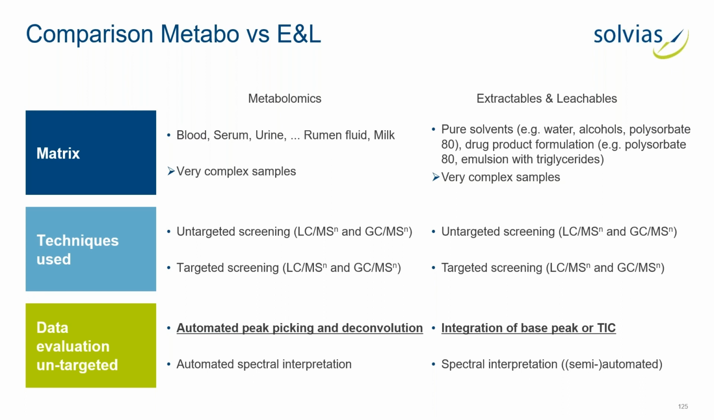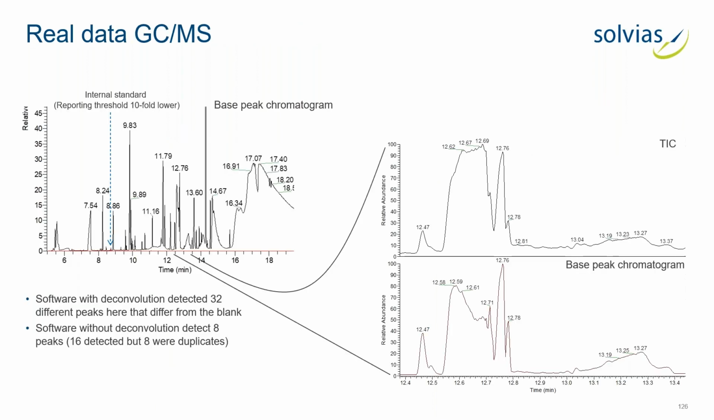For metabolomics, there has been, for 10 years, a very well-established workflow to do it automatically, to get the maximum of information out of the data that is needed. For the extractables and leachables, we are still looking at the base peak chromatogram and at the TIC. This might not be the best. So I want to speak now about whether we can use, for example, our real data that we generated with the metabolomic workflow. And this, for example, is what we did.